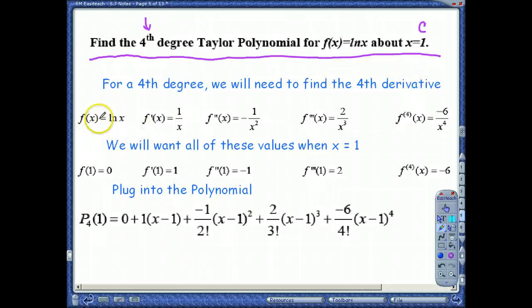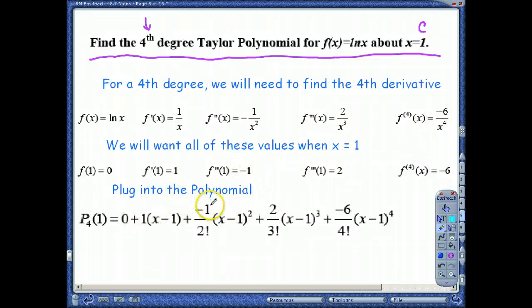So I start off with f of x is the natural log of x. I find the first derivative, which is 1 over x. I find the second derivative, which is negative 1 over x squared. The third derivative, 2 over x to the 3rd. The 4th derivative, see that notation, is negative 6 over x to the 4th. Okay, so I need that 4th derivative.